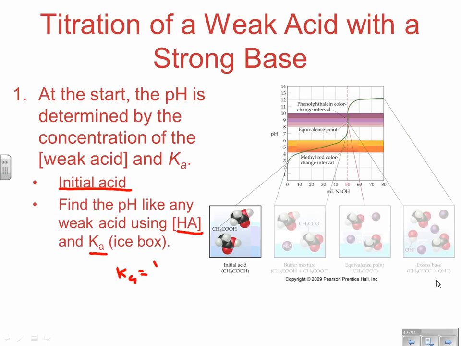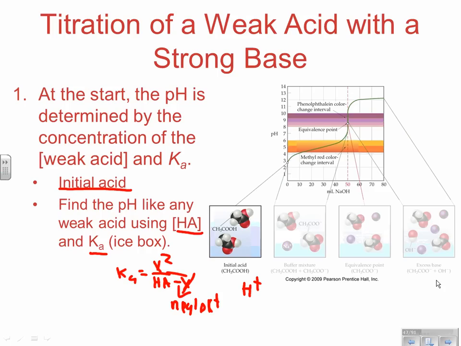Ka equals x squared over our HA concentration minus x. Just like always, we neglect x here, and we find out what x is, and x is going to represent our H+ concentration. And then we can take the negative log of that.